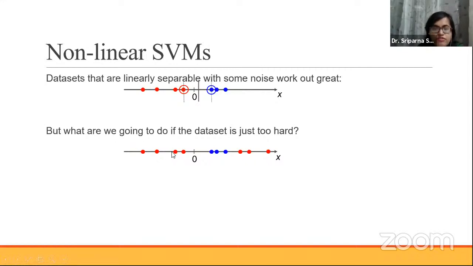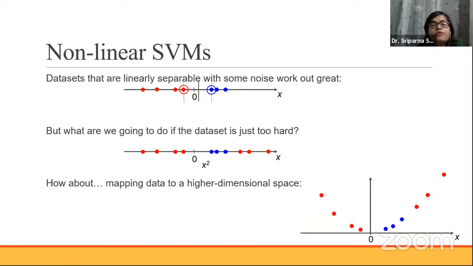Now, what if the data are in such a fashion that one particular class lies on the two sides of another class? That is, the blue class of data is in the middle portion of the red class of data points. Both sides have red class data points, and in between you have blue class data points. So now what can you do?